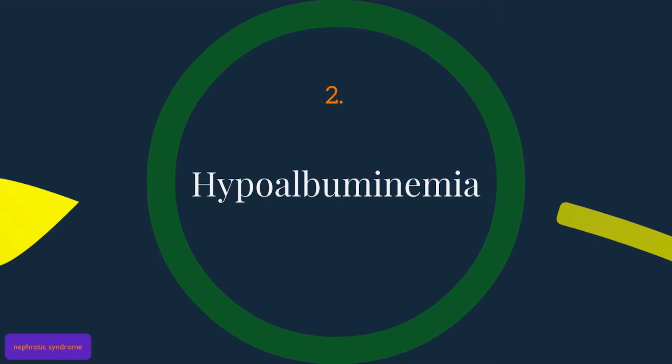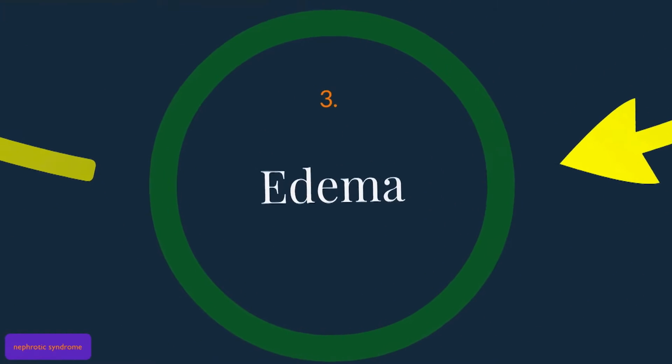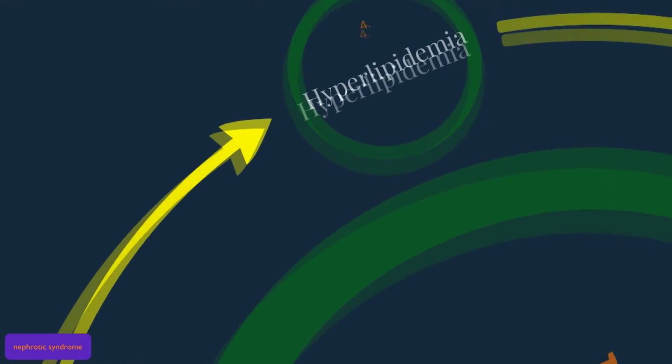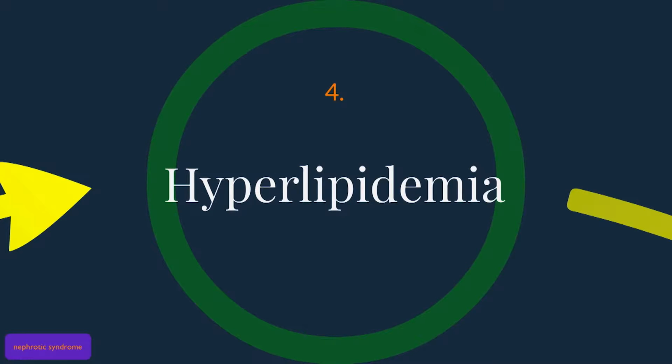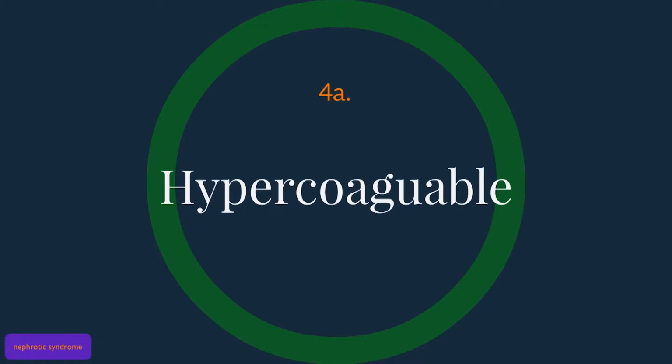This in turn leads to hypoalbuminemia, as most of the protein lost is albumin. When albumin falls, this clinically presents as edema, which you can see either as ascites, peripheral edema, or pulmonary edema. And in an effort to replenish albumin, the liver starts to make more albumin, but it also makes more lipids, leading to hyperlipidemia. And category 4A, it also leads to the production of more clotting factors.